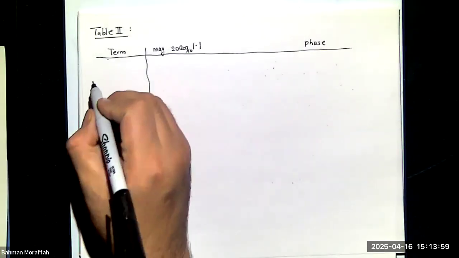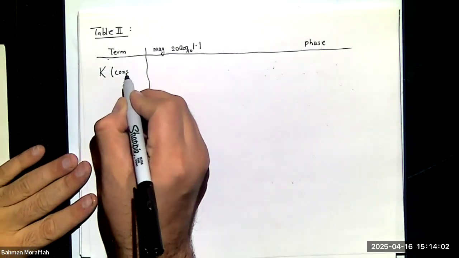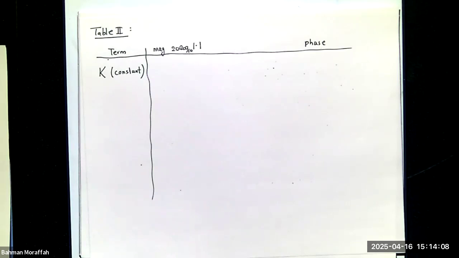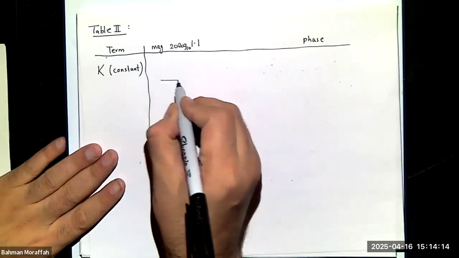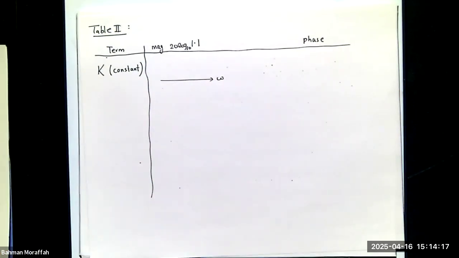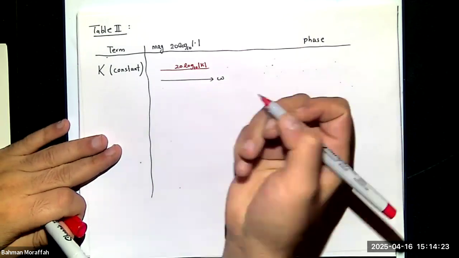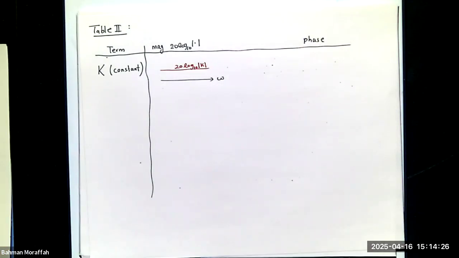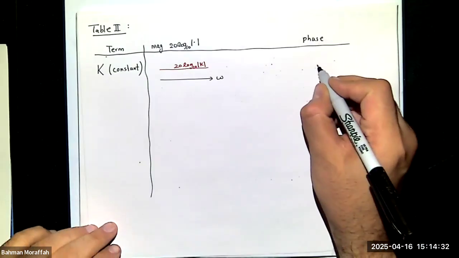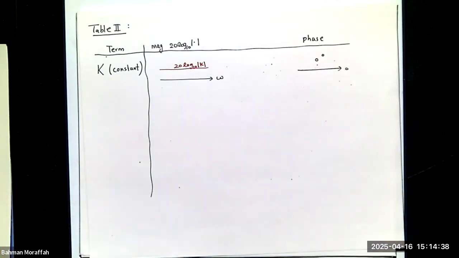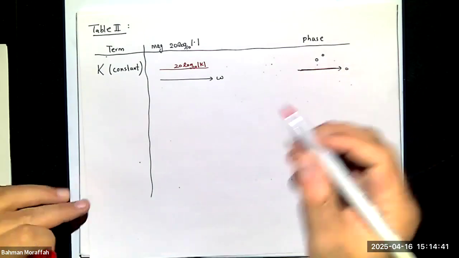Let's start with the constant. Let's just say I have some constant k. What is the 20 times log magnitude of k? It is still a constant, right? So if I have this omega, this is going to be 20 times log 10 of the absolute value of k, right? What is the phase of a constant? It's always 0, right? So if I plot it, it is 0, right? Falls right over here, right?